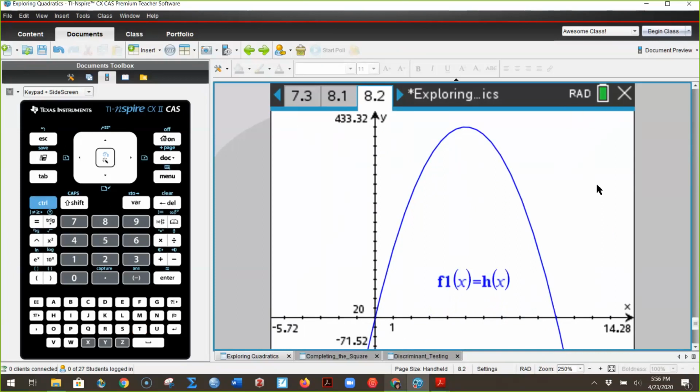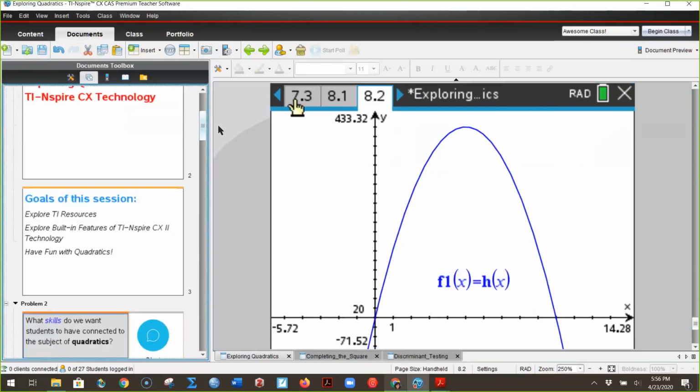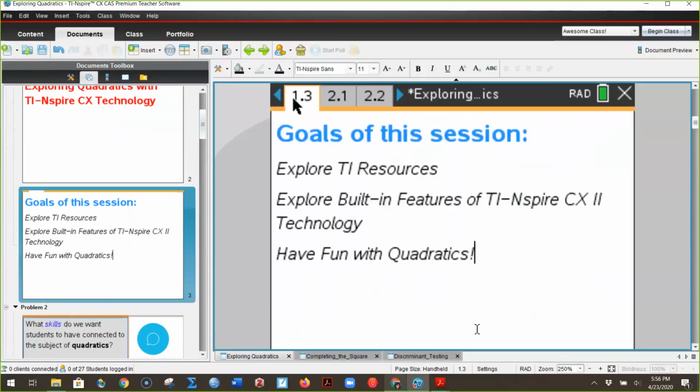So some ideas about quadratics. We are nearing the end of time. And so I hope that I have met my goal by talking about some resources and some other features about technology. And I hope we all had fun. So Stacy, do you want to kind of close out?